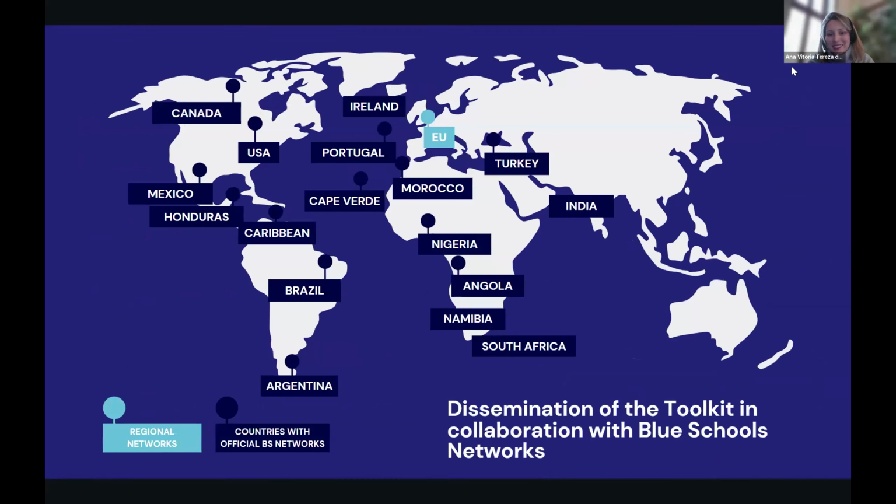So when we started the AtlantECO project, this was quite a different map. We had only a few representations, mainly focused on the Atlantic and as well in the EU. But now the scenario has changed a lot. So we have Blue Schools everywhere, and if you are from one of those countries or regions represented on the map, you can also look for a national representative of the Blue Schools in your country and create a project. And you can use the AtlantECO Toolkit for doing that.